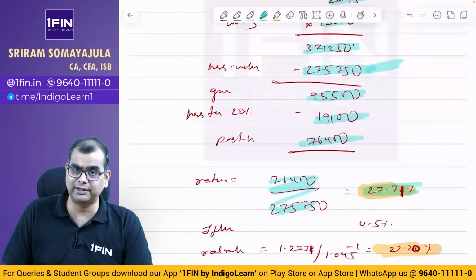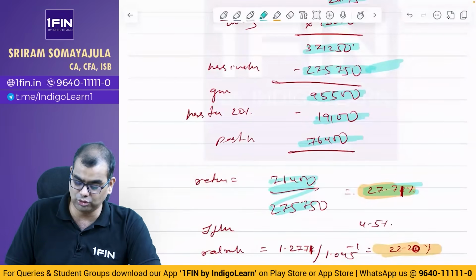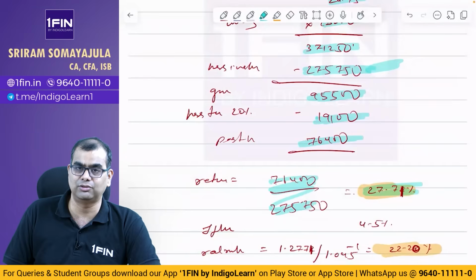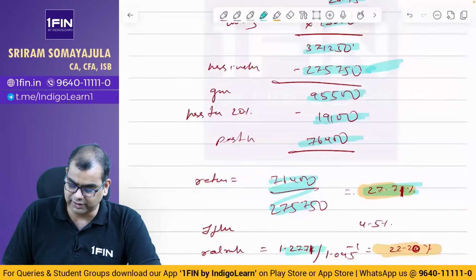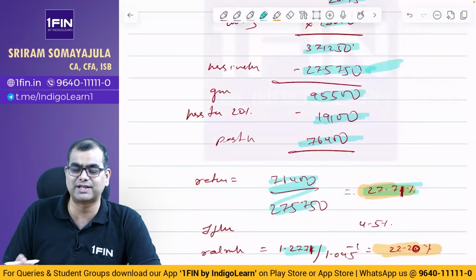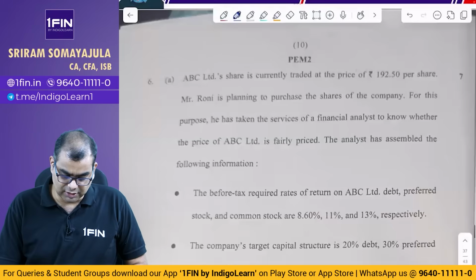That is the nominal return. From that you have to adjust for inflation, and whenever you have inflation, you do 1 plus return by 1 plus inflation. So 1.2771 divided by 1.045 minus 1, you get 20.2%.